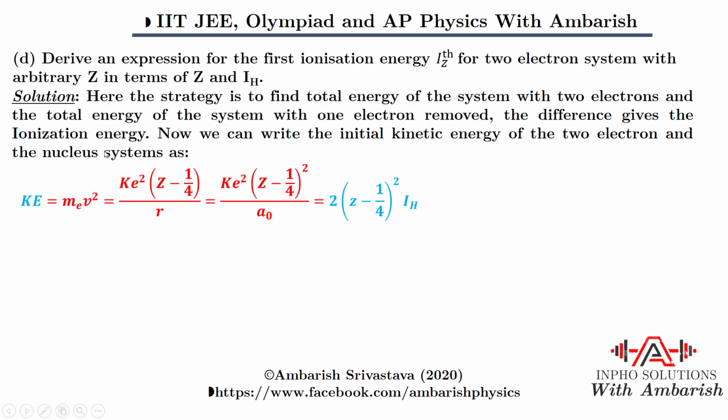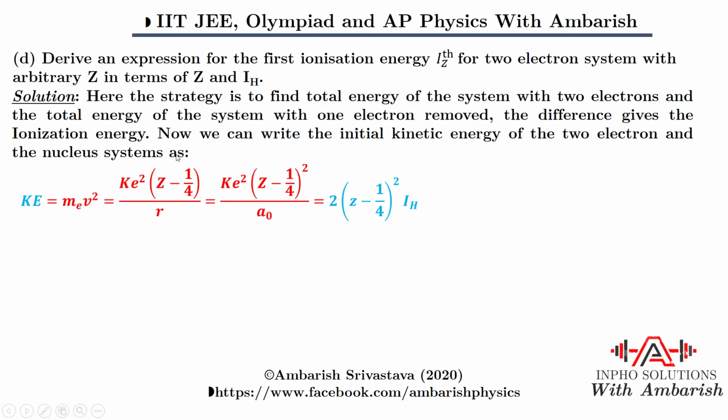Now the kinetic energy of the 2 electron system will be half mv square plus half mv square, so that is m electron into v square. So that's why a half is missing, because it's the sum of 2 electron energies. This mv square, if you divide by r, becomes mass times centripetal acceleration, which is the centripetal force, k e square (z minus 1 by 4) upon r square. So instead of writing an r square here and dividing by r on the other side, I have removed an r from here and reduced this power by 1.